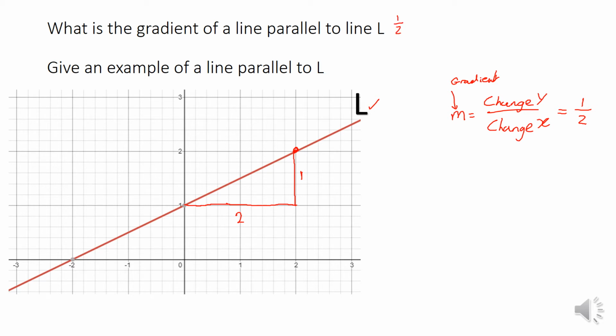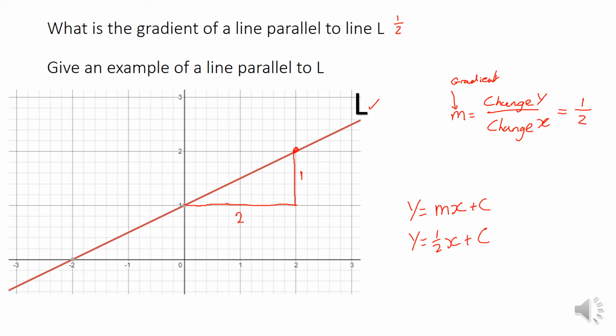Now give an example of a line parallel to L. Line equations, we've said, are y equals mx plus c. We know our m has got to be the same, so our gradient has got to be the same as the gradient of L. So we know that m is going to be a half. So it's y equals a half x plus c.